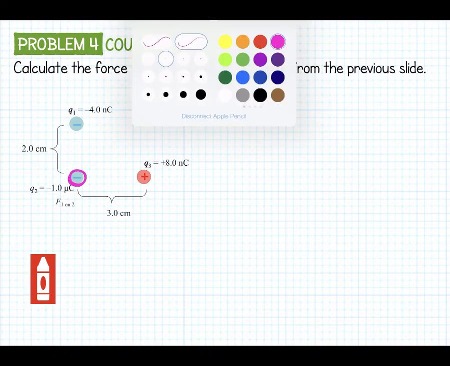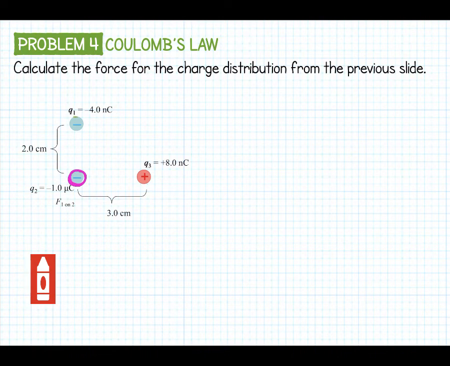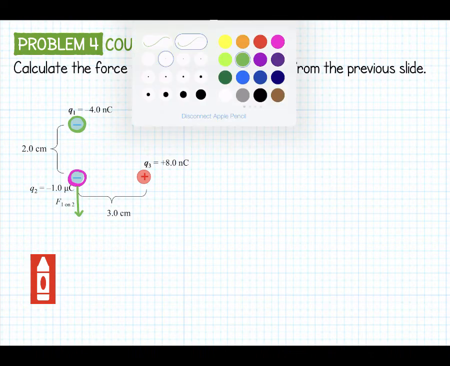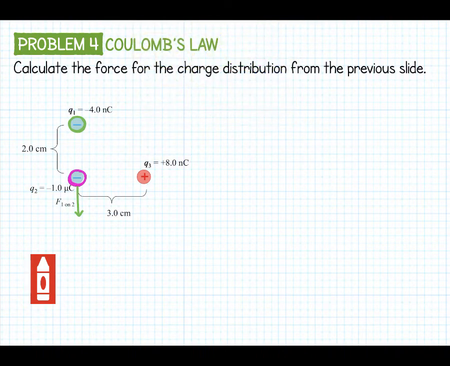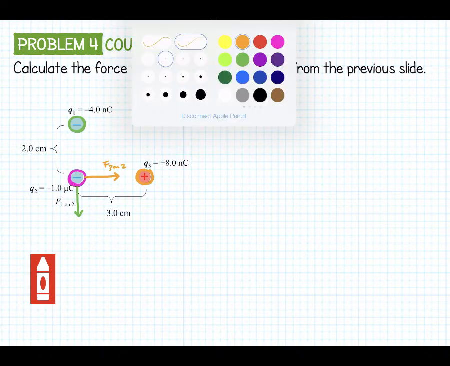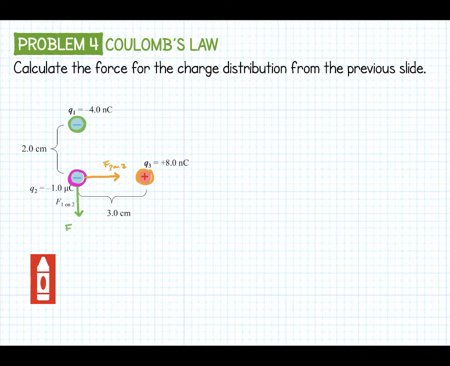So because we're looking for the force on Q2, that means we need to figure out the force of Q1 on Q2. And because these are both negative charges, that's going to be a repulsive force. All right, and then we also need to figure out the force of Q3 on Q2. And because that's a positive and negative charge, that's going to be an attractive force. So it's going to point towards Q3. So we're going to call this F3 on 2, and we'll call this one F1 on 2.